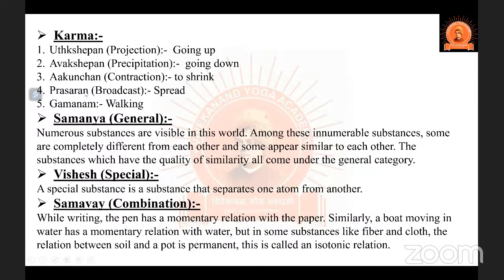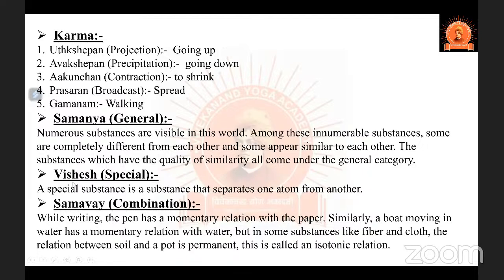So you can see many substances with your naked eye. Many substances are visible to our naked eye. In the same way, there are many microscopic substances which we can't see with our naked eye, right? Among these innumerable substances, some are completely different from each other, and some appear very similar to each other. That similarity between substances, the substances which have similar qualities, all come under the general category. They all come under the quality of samanya.